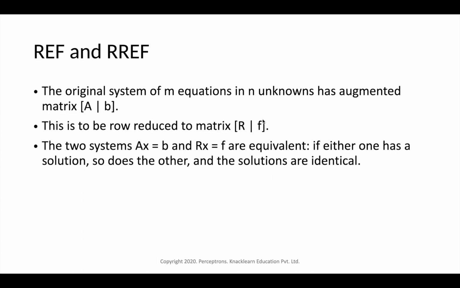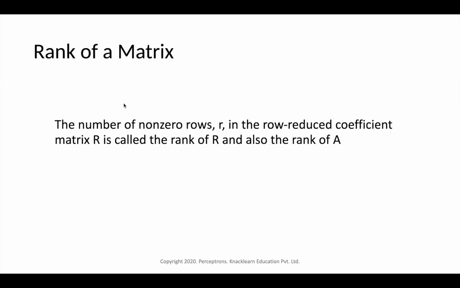So after converting a matrix to echelon form or reduced echelon form, like we have an augmented matrix A bar B, we can convert it to R bar F. We can perform this transformation and bring it to R bar F. So R bar F and A bar B are two systems which are equivalent, and the solutions of both are identical.